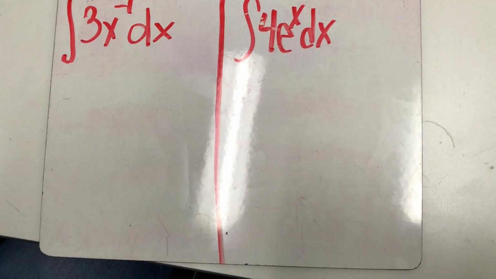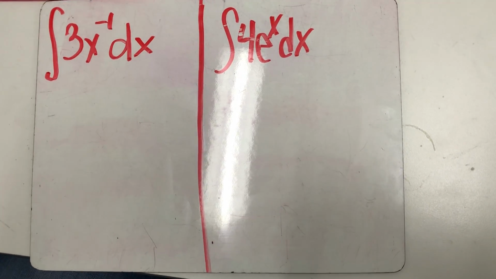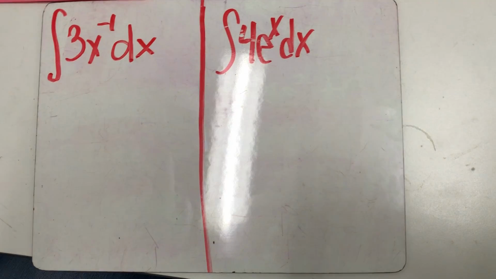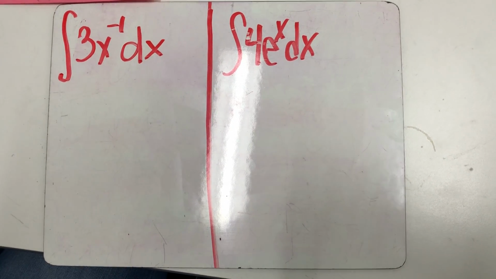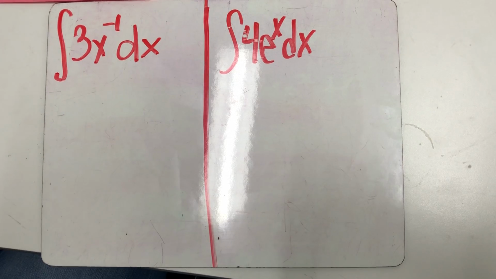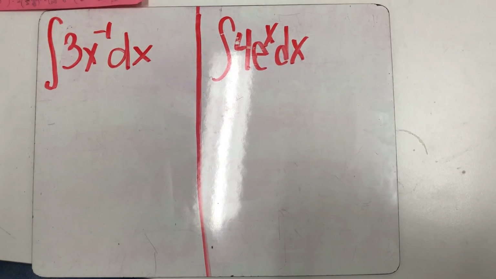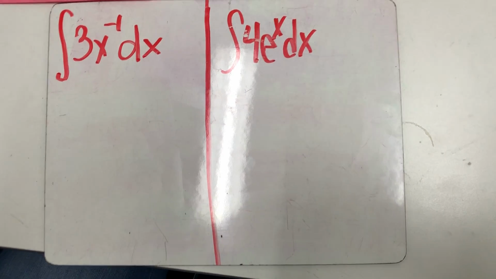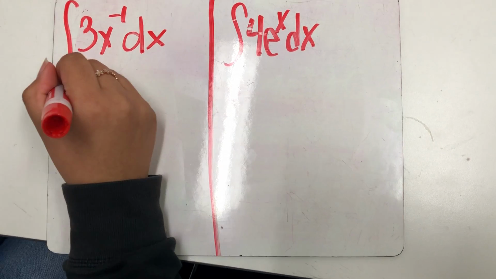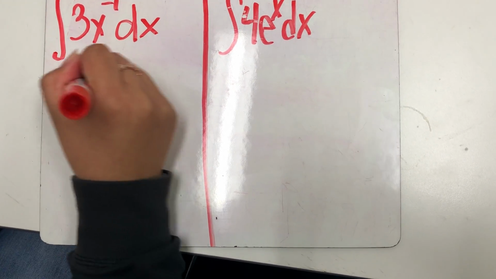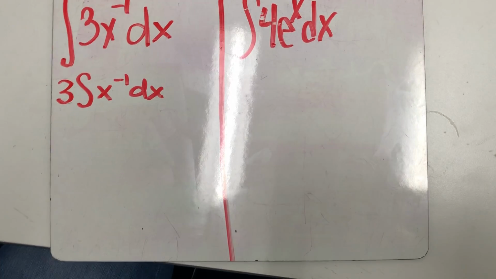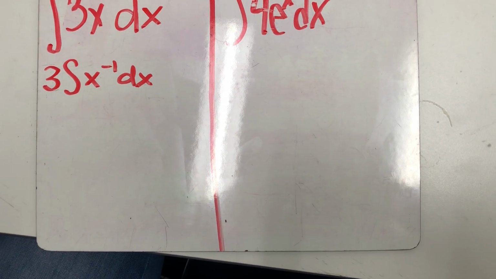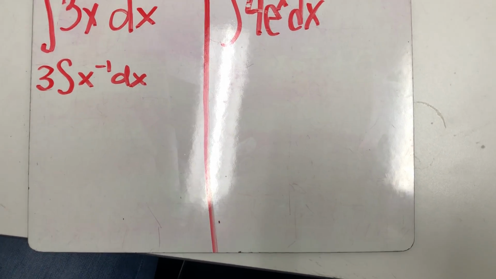So today we're going to be doing SIG number 5, which is indefinite integration. So we're going to start off with our first problem, which is the indefinite integral of 3 times x to the negative 1 times dx. So what we're going to start off by doing is we are going to take out the constant, which in this case is 3. And this is our new equation, 3 times the indefinite integral of x to the negative 1 times dx.